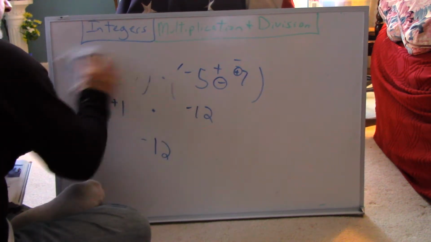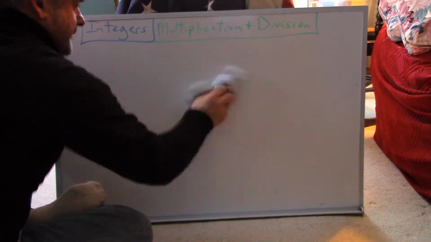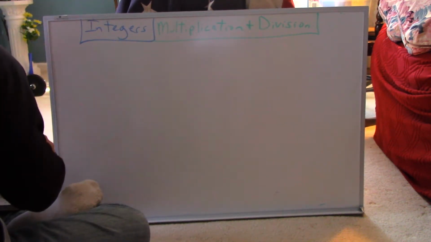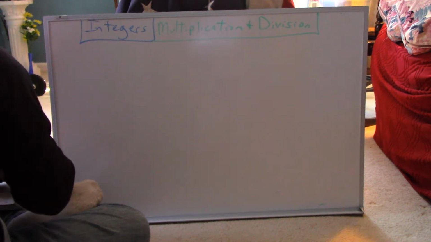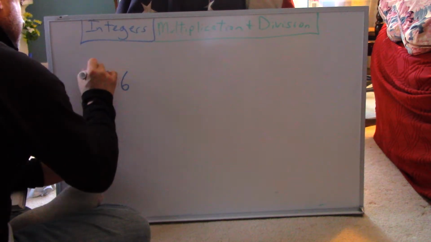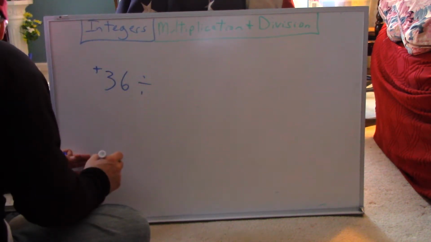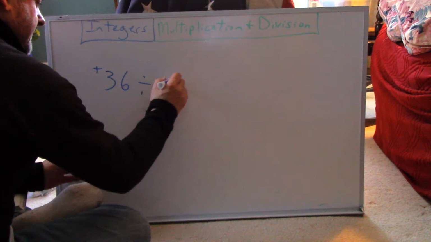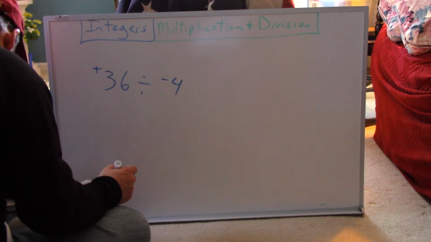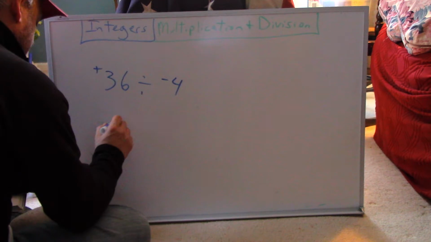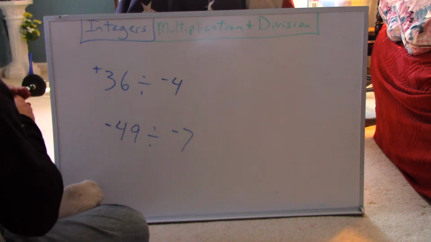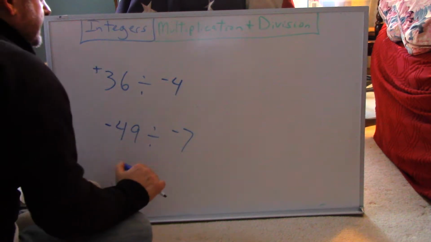Now let's do some division, because you're probably waiting for division. When is this guy going to do division? So let's look at some division. All right, it's the same rule. Let's say positive 36 divided by negative 4. And then we'll have negative 49 divided by negative 7. Okay, 36 divided by negative 4.